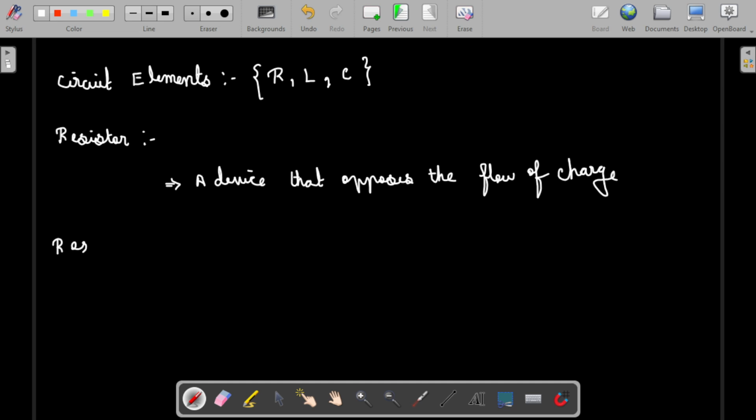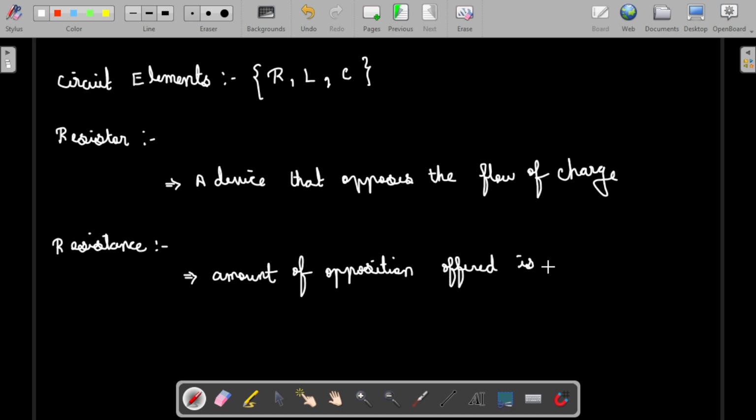What do you mean by resistance is that there is some measurement quantity. So how can we quantitatively measure this? The amount of opposition offered is measured by the property of the resistor, which is called resistance. I hope this difference is familiar for you guys.